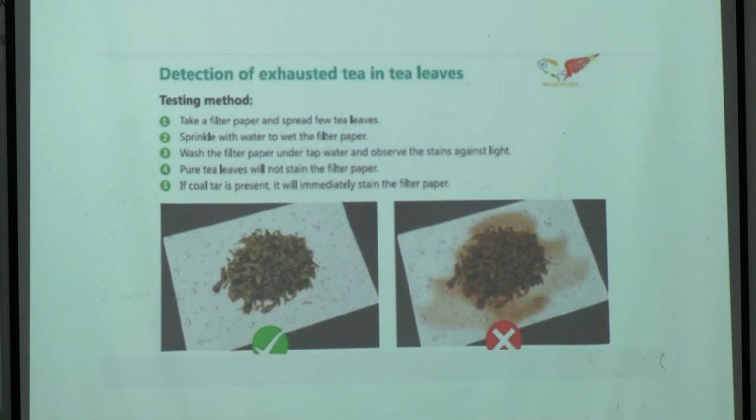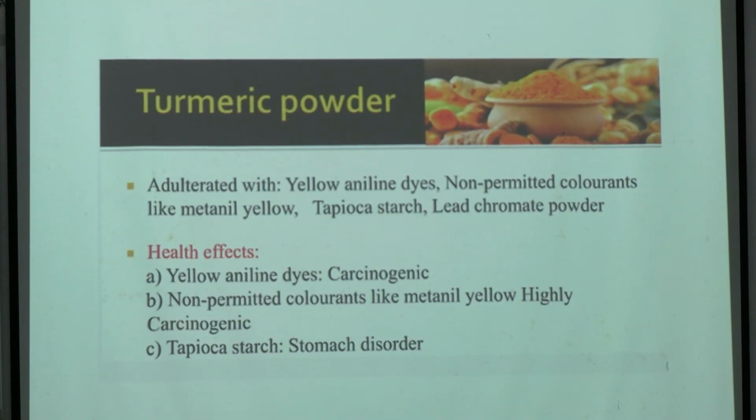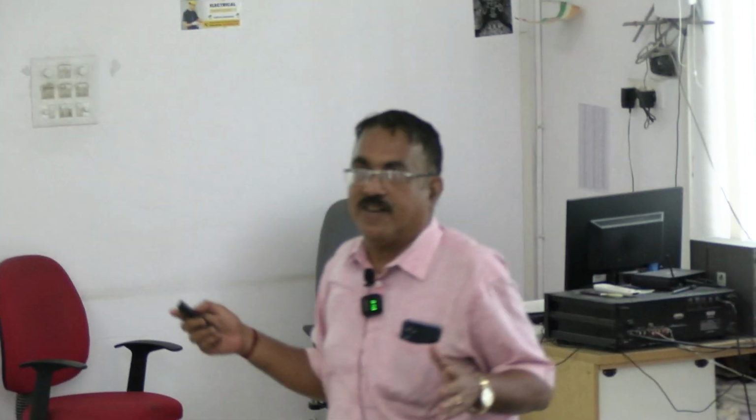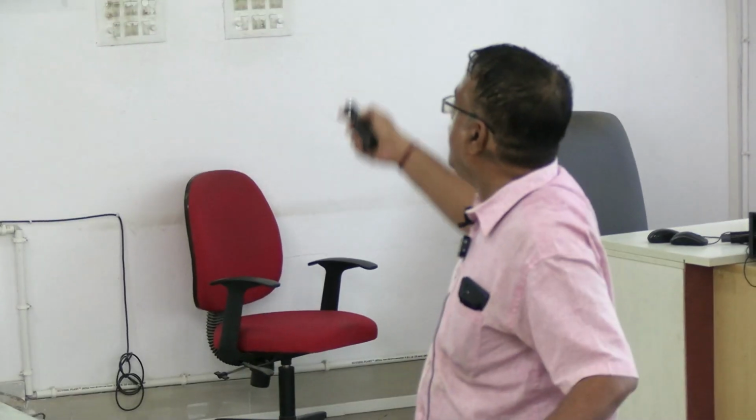So everywhere you can see adulteration. There is hardly any food which is not adulterated. Turmeric powder, haldi. Again, this is adulterated with yellow aniline dyes, non-permitted colorants, then tapioca starch, lead bromide powder. Here, yellow aniline dyes can cause cancer, non-permitted colors can cause again cancer, tapioca starch can cause stomach disorders. So here again, we have a number of things which are added to haldi.